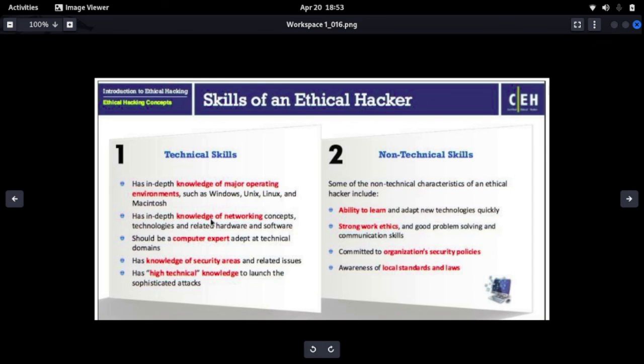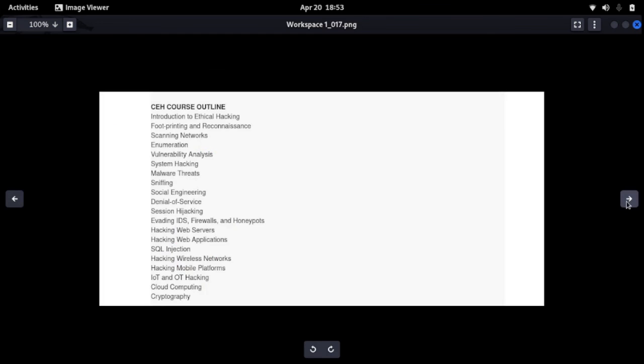Skill of an ethical hacker. So you can look at the technical skills and the non-technical skills. So read all these things and have the background knowledge of how it works before we go into physical practice. All right, so I think that is all I will take for the introduction for now.